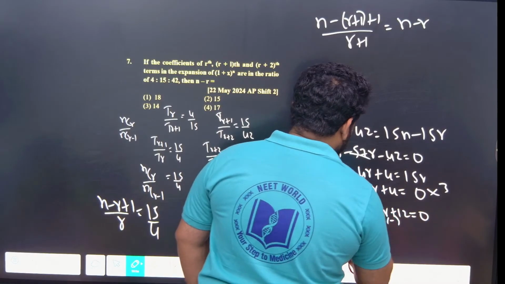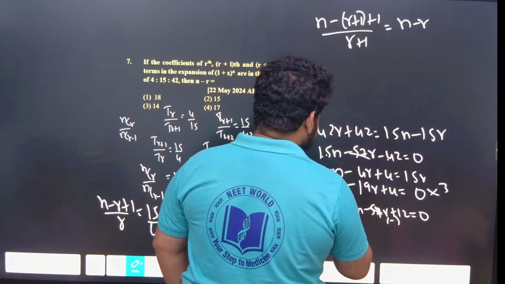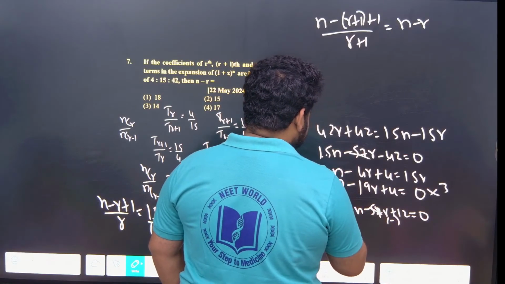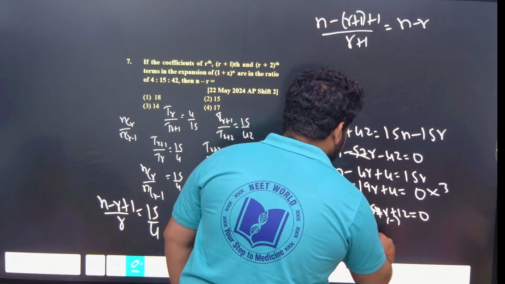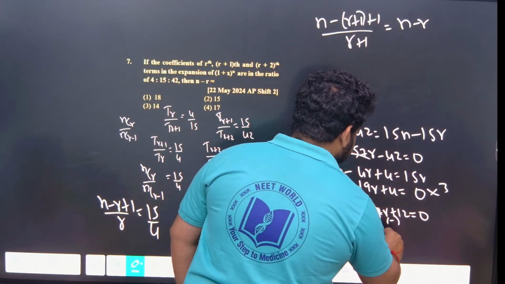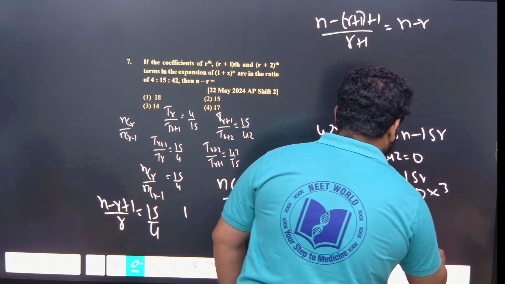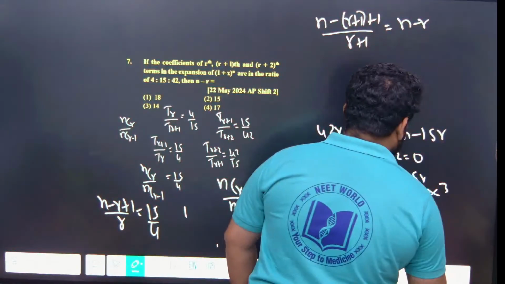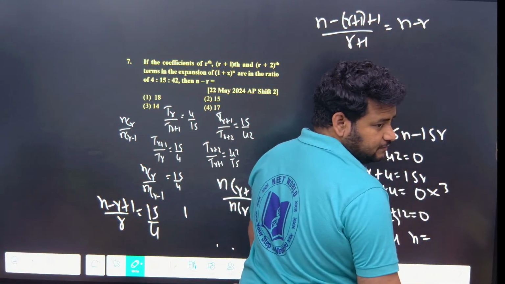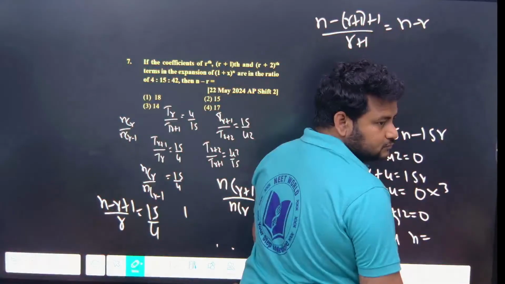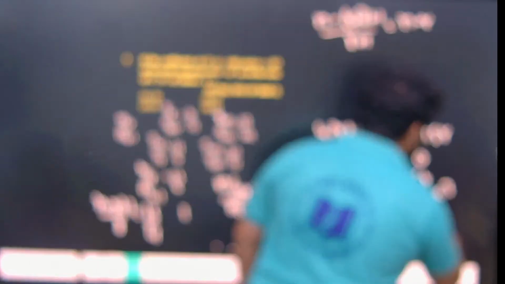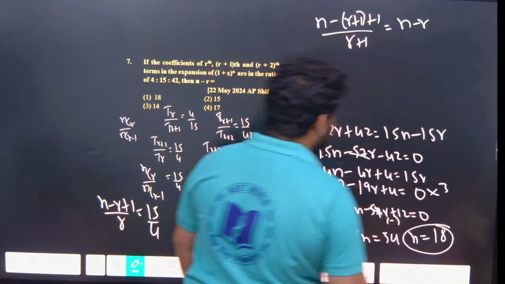So what will we have? 15n minus 12n is 3n, equal to how much? This is equal to 54. So n will be equal to how much? 54 by 3. 54 by 3 is what? 18. So n is equal to 18, we got.